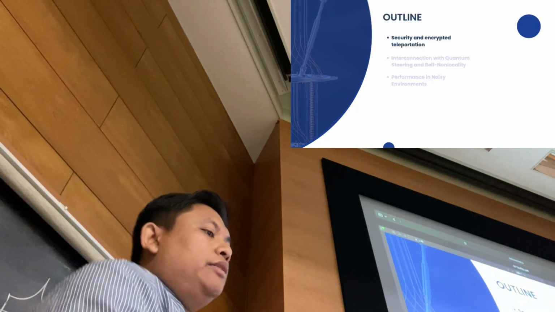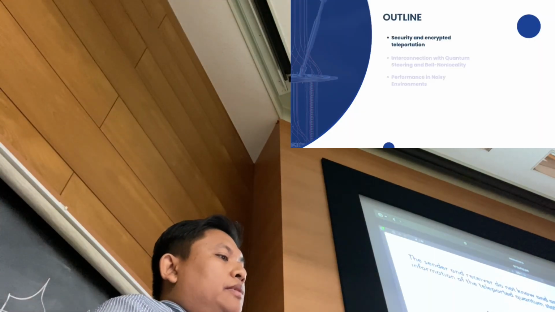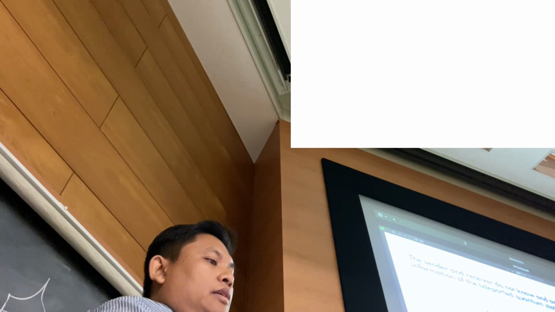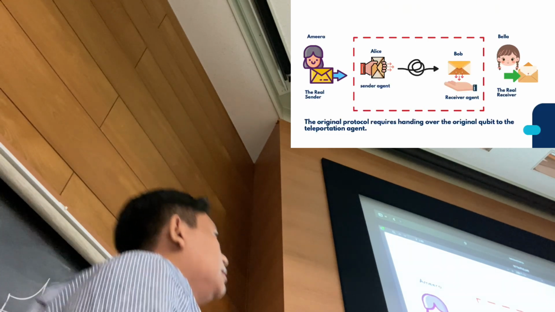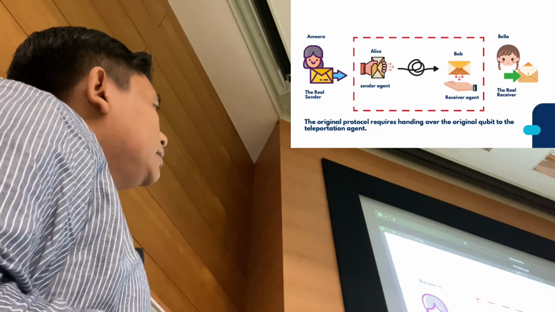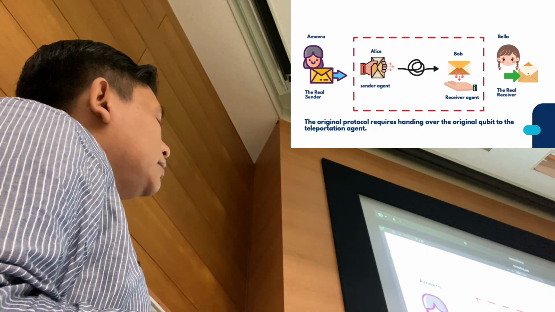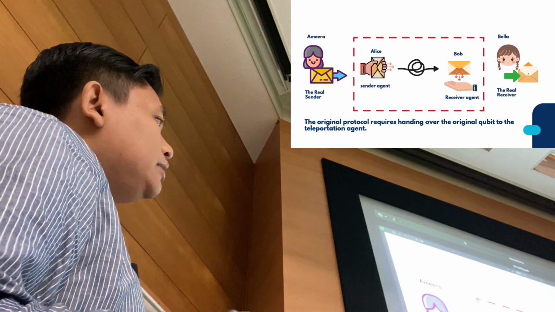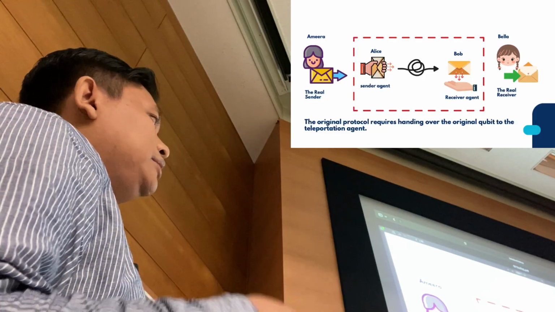We'll talk about the security and encryption of teleportation first. In any quantum teleportation protocol, the sender and receiver do not know, and are not required to know, the information of the teleported quantum state. Hence, they are basically only a sender agent and a receiver agent. The state information does not belong to them. So there will be a real sender here, I call her Amira, and a real receiver here, and this is the teleportation agent.